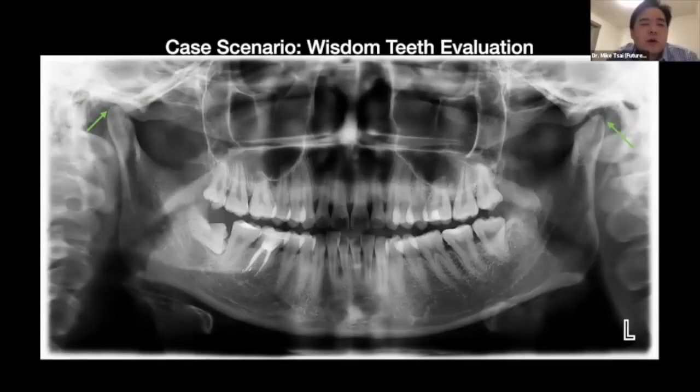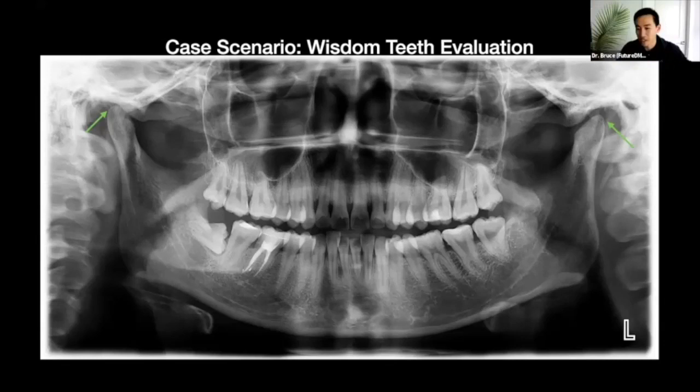Yeah, let's move on. So what is the green arrow? Okay, we have the green arrow over there, on the upper right. What is it pointing to? TMJ. Yeah, exactly.